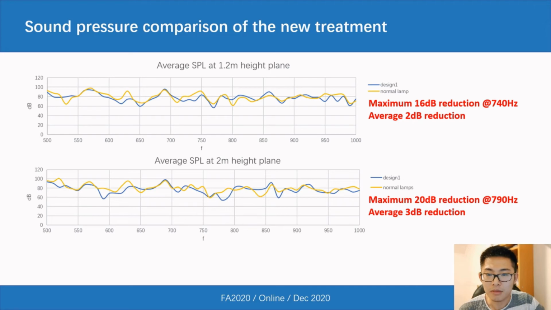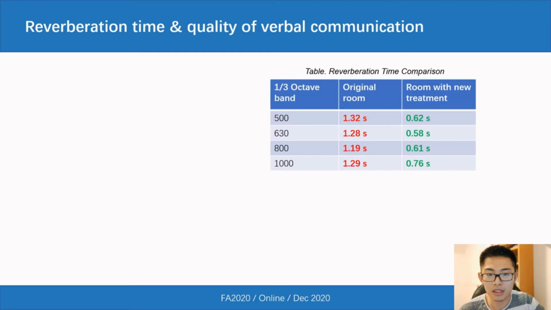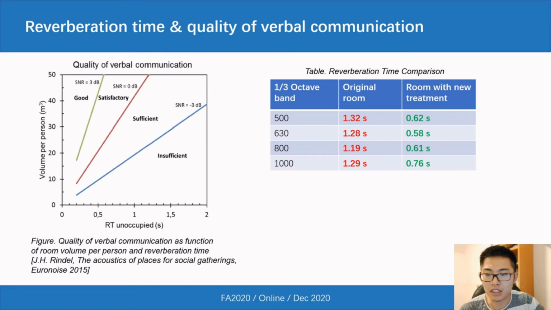Then the reverberation times are computed based on the simulation results for each third octave band. Significant improvements can be observed from the metamaterial lamps. For all the 4 target third octave bands, the new metamaterial lamps reduce the reverberation time by approximately 50%. If we look up the diagram of the verbal communication, the reduction of the reverberation time improves the verbal communication in the restaurant from insufficient level to sufficient level in many scenarios.